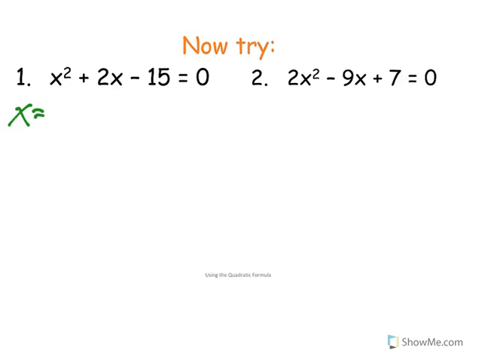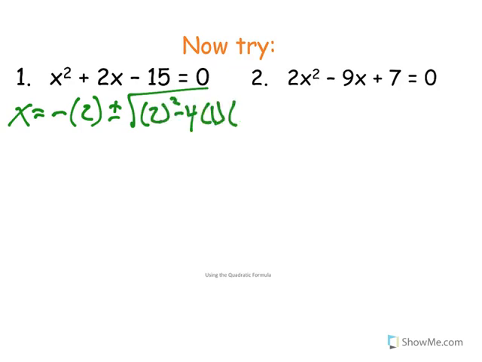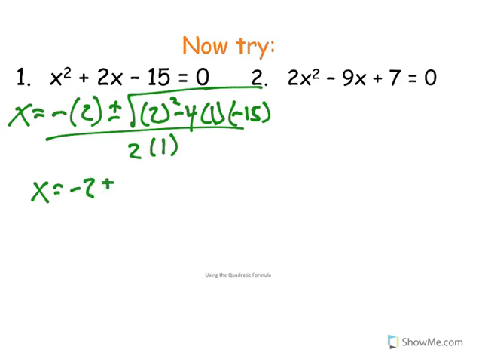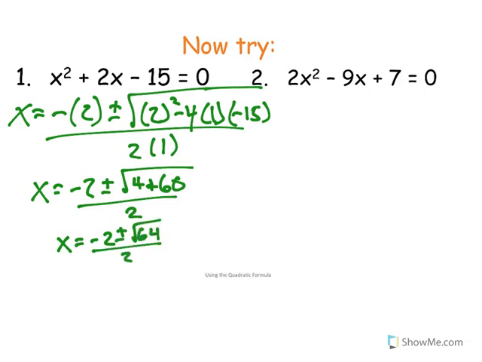So for this first one, I've got x equals negative 2 plus or minus the square root of 2 squared minus 4 times a, which is 1, times c, which is negative 15. And that's all divided by 2 times 1. So I've got x equals negative 2 plus or minus the square root of 4. Negative 4 times 1 times negative 15 is positive 60. And that's all being divided by 2. I've got x equals negative 2 plus or minus the square root of 64, which is 8, divided by 2.